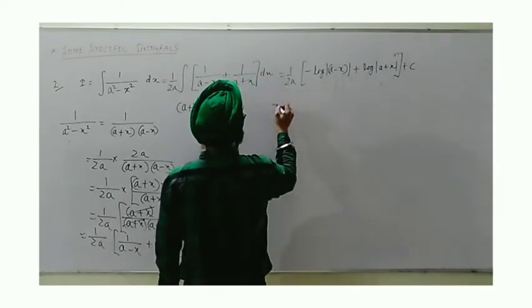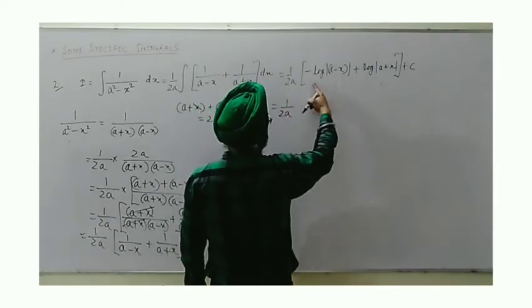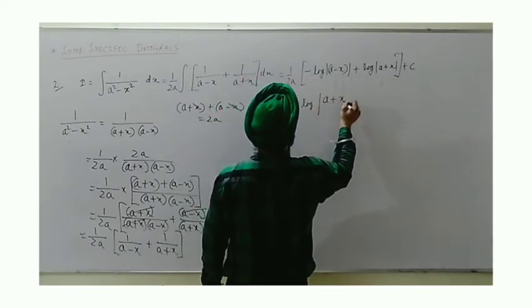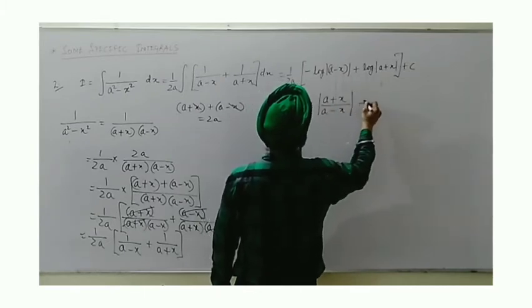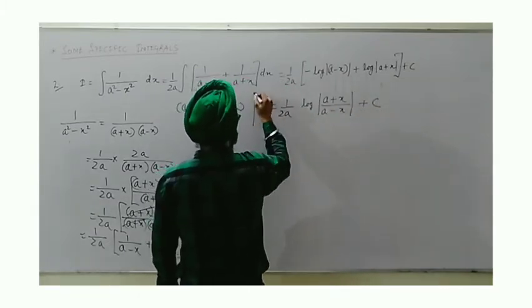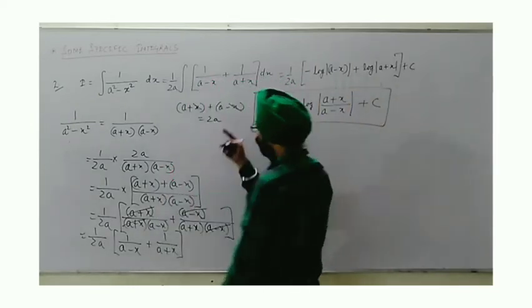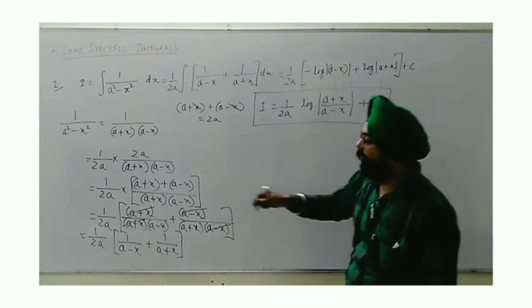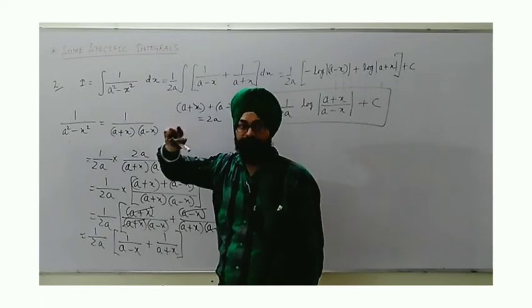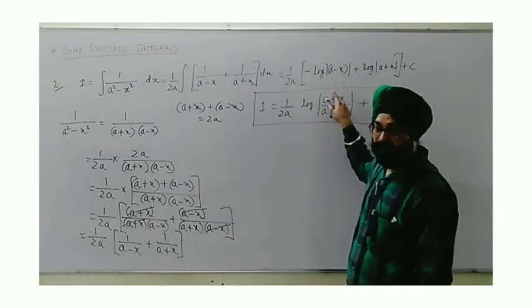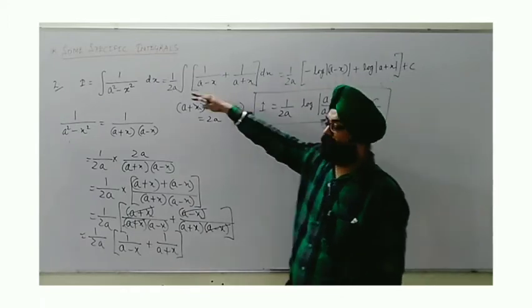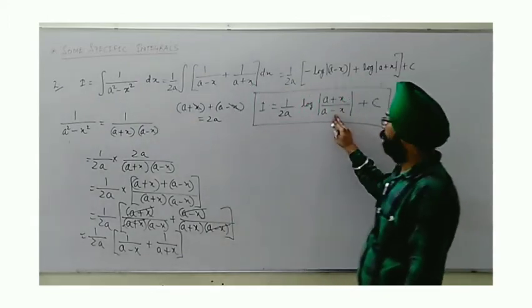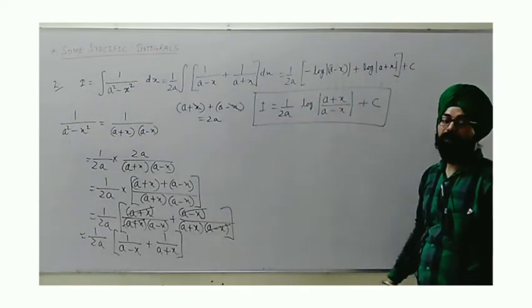And now we have 1 upon 2, using properties of log. This is a positive, this is a difference. So we can write log of a plus x upon a minus x plus c. This way we have derived the formula for this pattern of integration. It is opposite to the previous one. In the previous case, when it was x square minus a square, the difference term was in the numerator and the addition term was in the denominator. Here it's reverse order. Here x square has been given as the second term, so the difference is coming in the denominator and the addition is coming in the numerator.